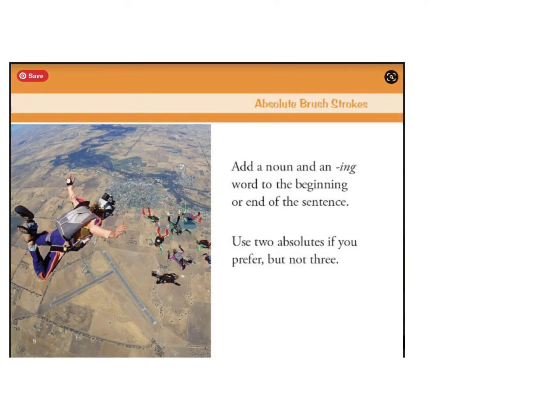So then we add a noun and an ing word to the beginning of the sentence, and that creates the absolute. So if I'm looking at him, I could talk about his arms. I could talk about his legs. Those are some nouns I see in the picture. I could talk about his hair. I could talk about other things I can't particularly see, like his heartbeat or his brain or his eyes, thinking about what it would feel like to be that guy. And I'm going to add it to the beginning of my sentence.